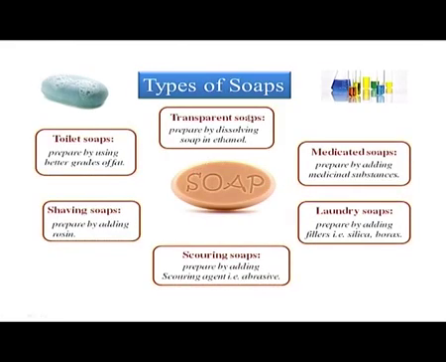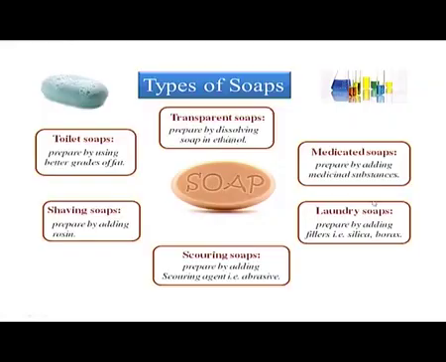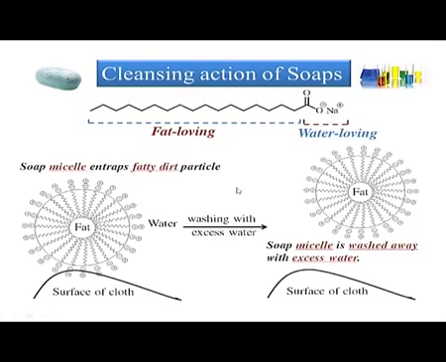There are various kinds of soap: transparent soaps, medicated soaps, laundry soaps, scouring soaps, shaving soaps, etc., depending upon the kind of use for which they are made, and that is done by using certain other additives like adding perfumes to soap, adding certain medicinal compounds to soap, and so on.